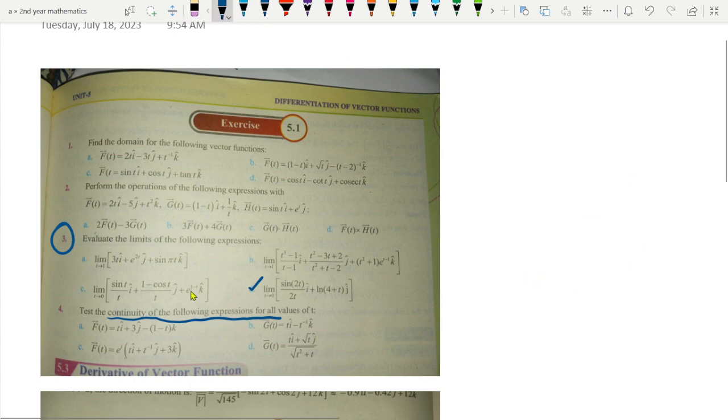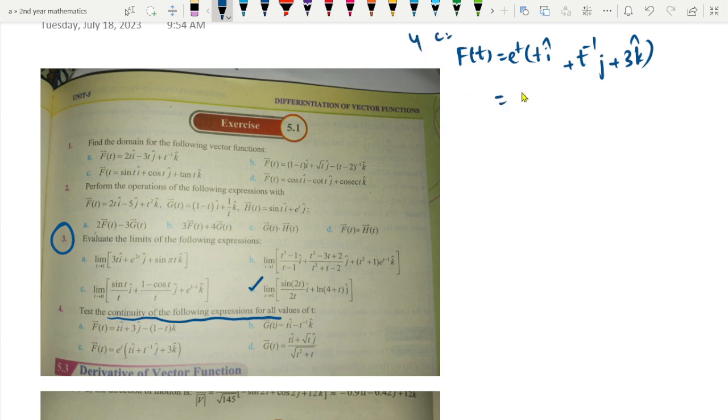Third part of this one is f of t is equal to e power t i plus 1 plus t minus 1 j plus 3k. Now we can write it as part c of question 4: e power t i plus 1 divided by t j plus 3k. So this is continuous for all values of t except t is equal to 0.